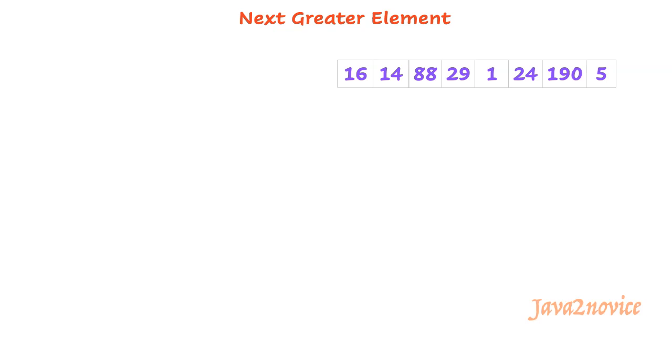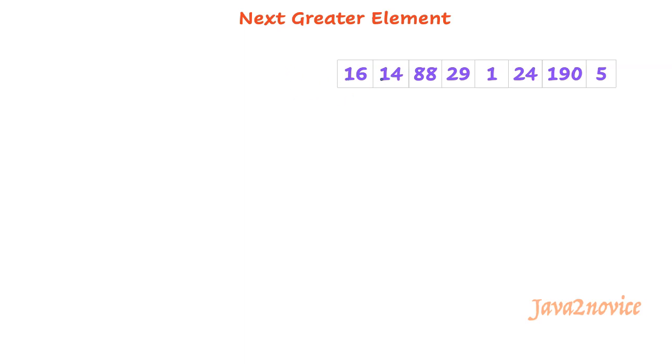We need to find the next greater element for each element in the array. Next element in the sense, it must be on the right side of the element, not on the left side. In case there is no greater element for the given array element, then consider -1 as a result. Let's say this is our input array. We will find the next greater element for each array element.